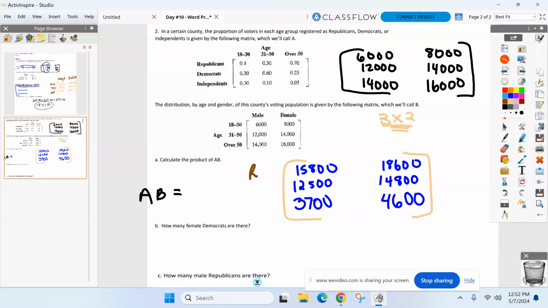So we got Republican, Democrat, Independent. And what are the columns then? Male and female. Yep, just like the second matrix column. Now this makes this pretty easy, huh? Instead of trying to calculate these answers from the two matrices, now we just look at our answer. Female Democrats, boom, 14,800. Male Republicans, 15,800.